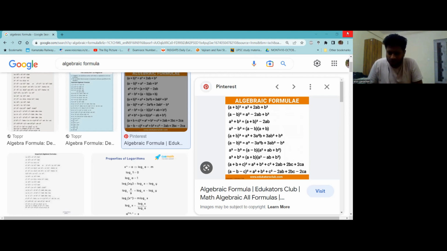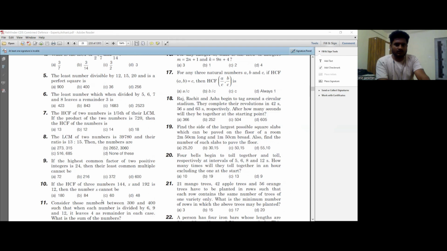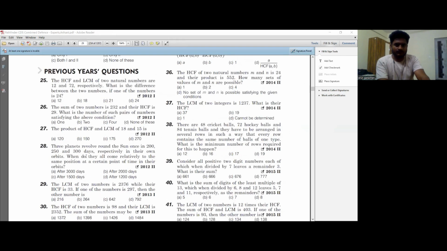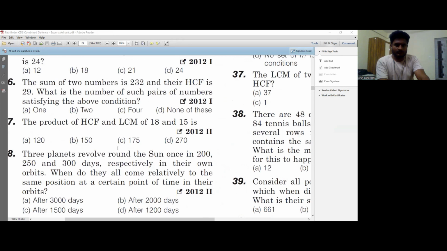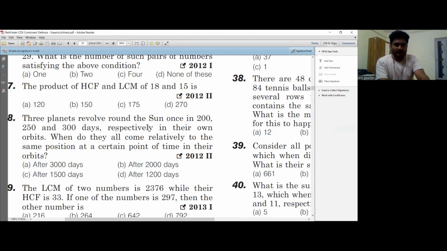So what we have to do here, how do we solve this? The one we are solving is this one. I hope all of you can see this. Three planets revolve around the sun once in 200, 250, and 300 days respectively in their own orbit. When do they all come relatively to the same position at a certain point of time in their orbits? How to solve this? I'll give you one simple hint.